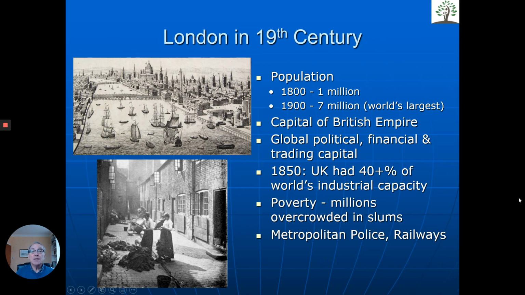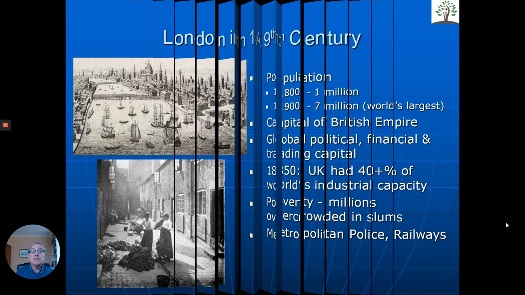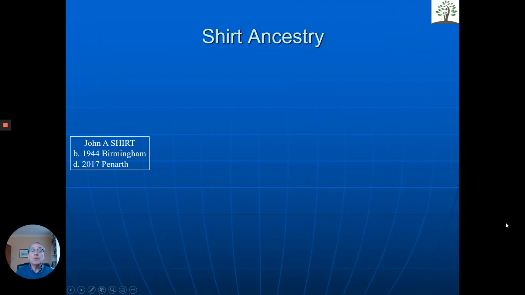But with rapid growth like that, there are downsides. And so a lot of people, particularly in the East End of London, were living in slums, in overcrowded situations and so forth. And that could have been your ancestors. We look and find out. And then at the same time, the railways came in the 1800s and made a tremendous difference. The Metropolitan Police we take for granted now, they started in the early 1800s. So this is all part of what was going on around our ancestors. So let's look at someone where there's a London connection, but at first, John Shirt's born in Birmingham in 1944.